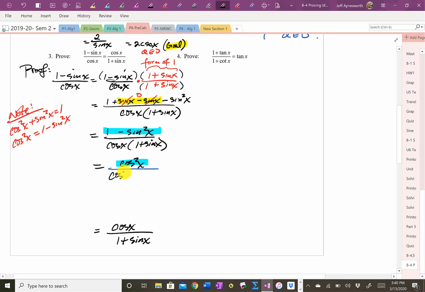Divided by cosine x times 1 plus sine x. Now if you don't see that the cosine x cancels, you have to understand that cosine squared x is cosine x times cosine x, divided by cosine x times 1 plus sine x. Obviously, anything divided by itself is 1 right here, and then we get our goal, and then we're done. There we go. Quod erat demonstrandum. This is the same. You see it right here. And that is how the game is played.